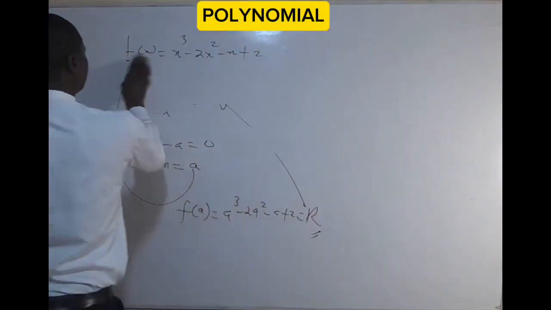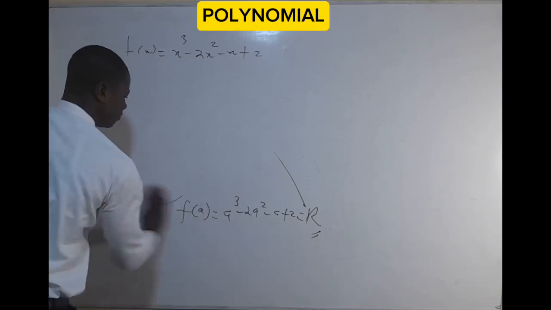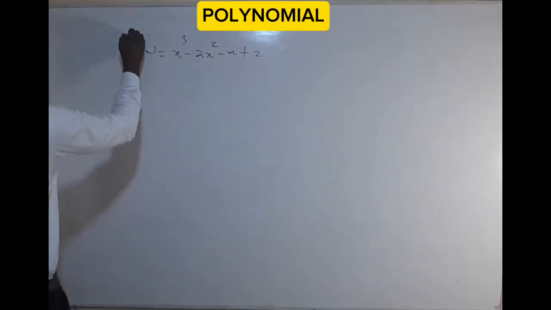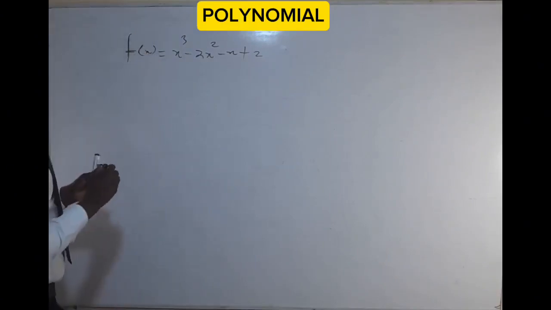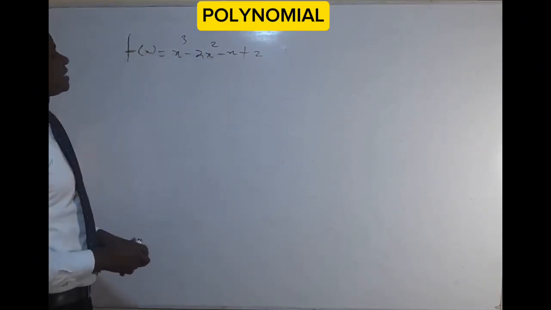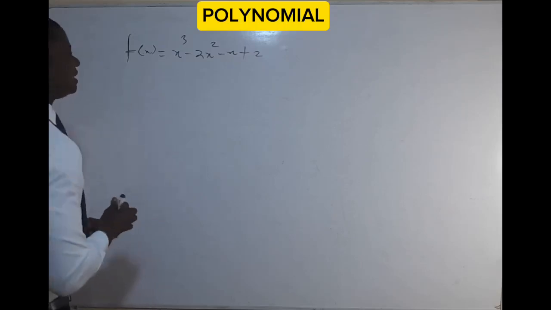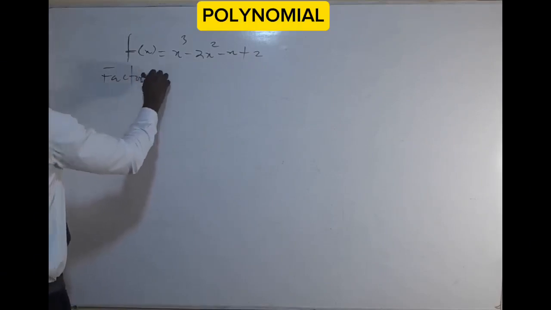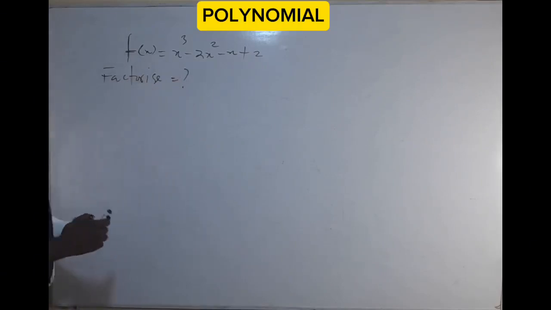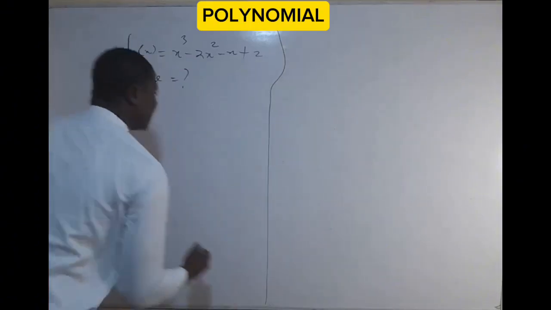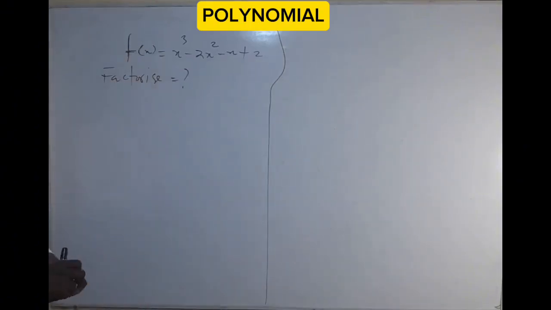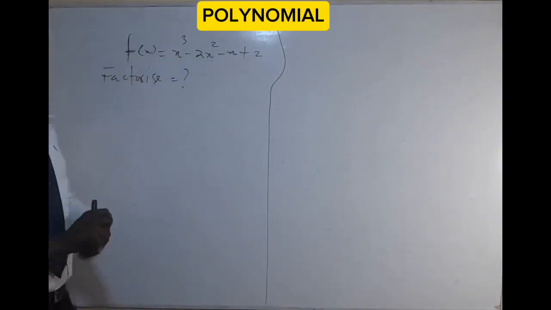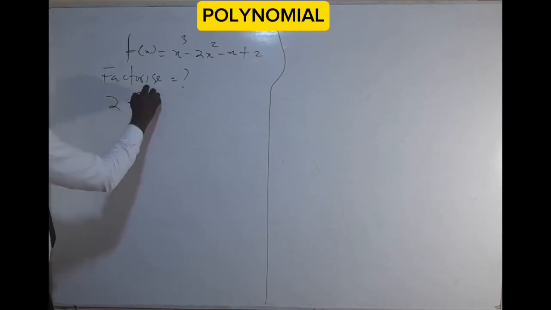Now, okay, let's use this same polynomial. Let's assume that we are given the polynomial f of x equals x cubed minus 2x squared minus x plus 2, and we are asked to factorize. When you are asked to factorize, it means that you have to find the factors of this polynomial. How do you find the factors of this polynomial? Look at the constant in the polynomial. The constant is 2. The factors of 2 will be 1 and 2.